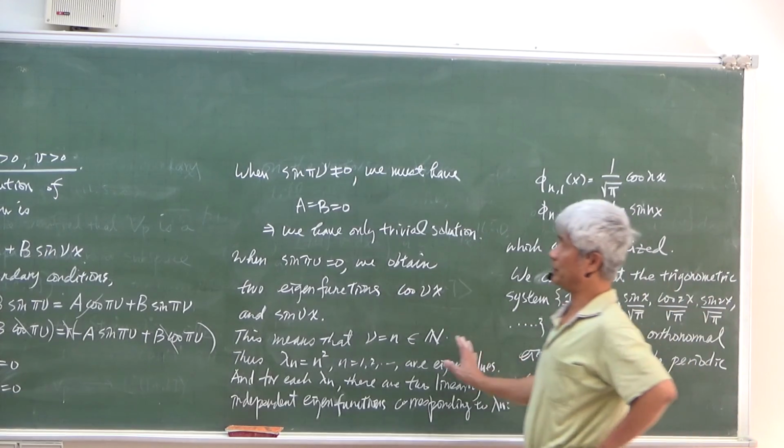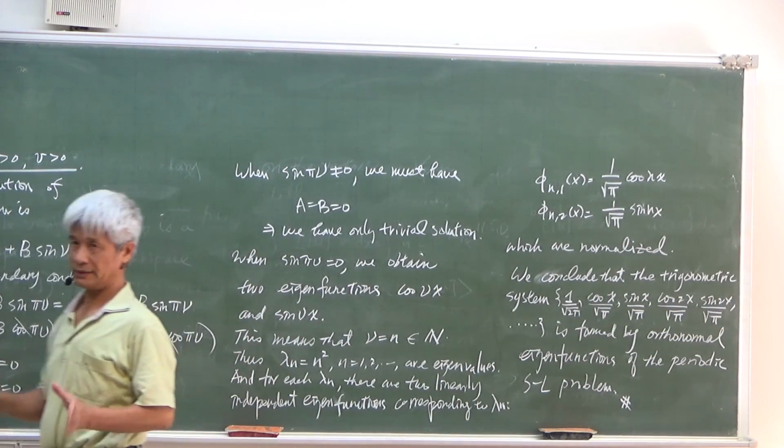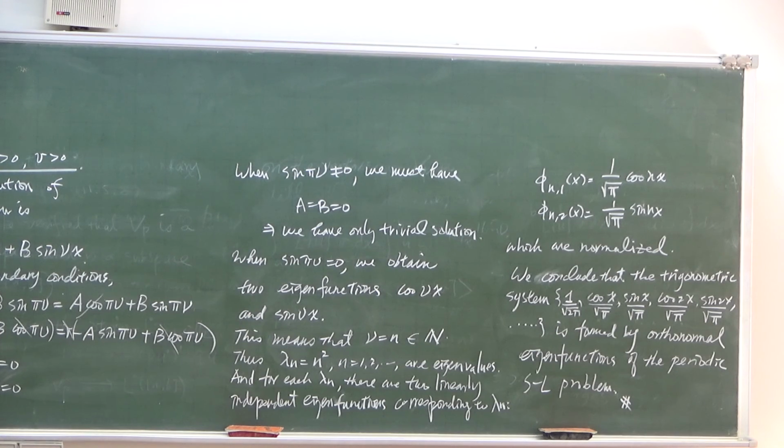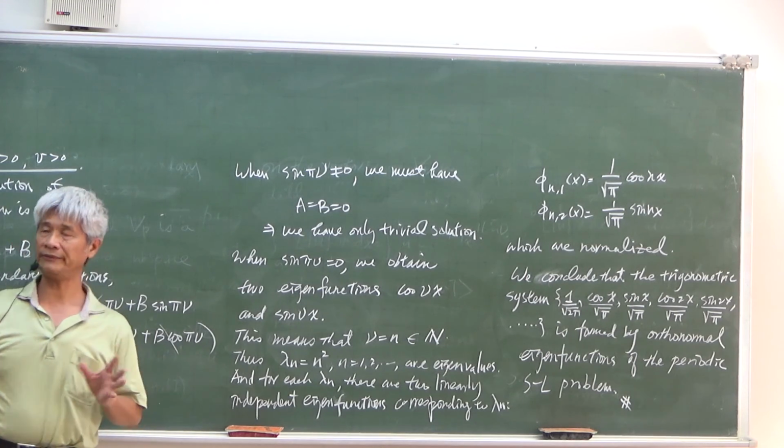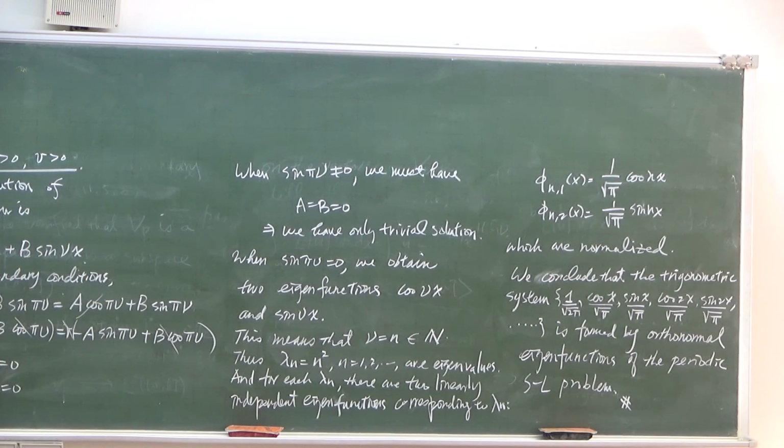So from this example, you can see the trigonometric system is just a simple example from many different systems, because this system is formed by orthonormal eigenfunctions of this simple Sturm-Liouville problem, a very simple problem, with periodic boundary conditions.